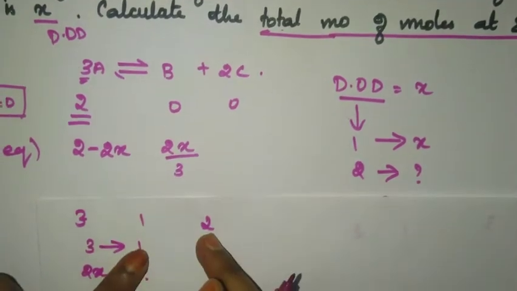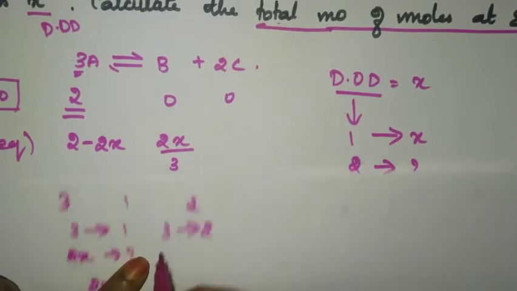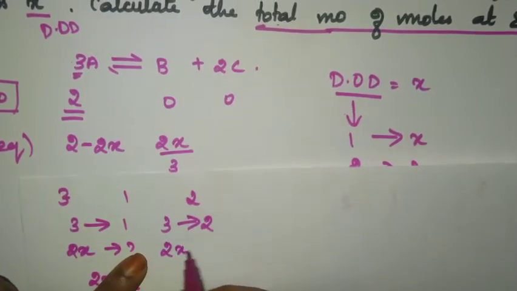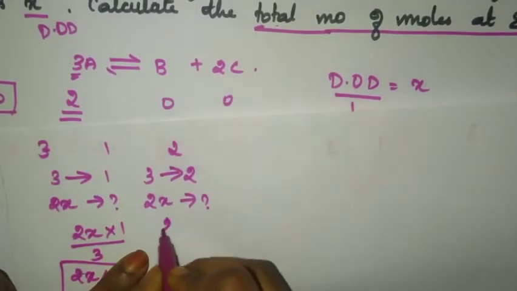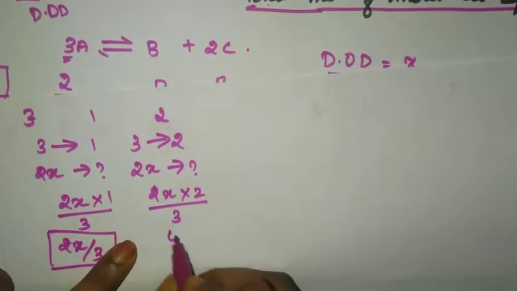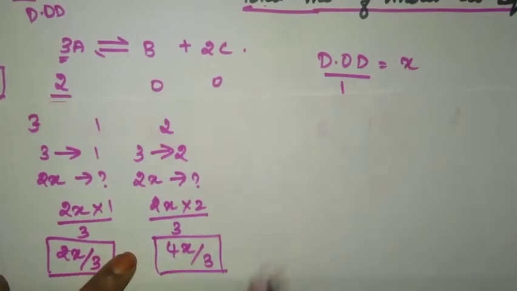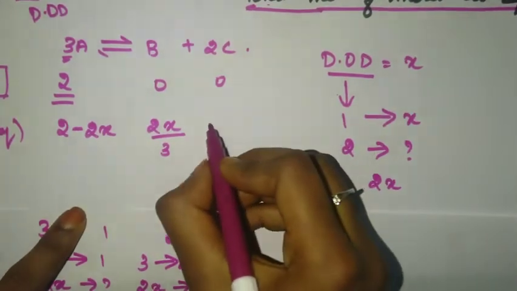Same as for this one. 3 moles gives 2. Then 2X forms how many? So 2X into 2 by 3, that is 4X by 3. So 4X by 3 moles of C is formed at the time of equilibrium.